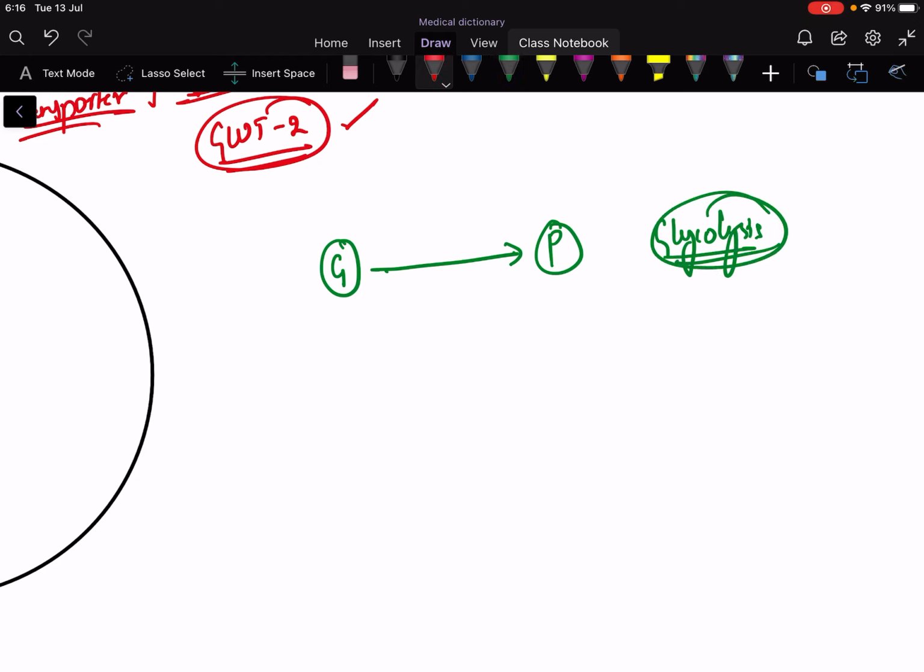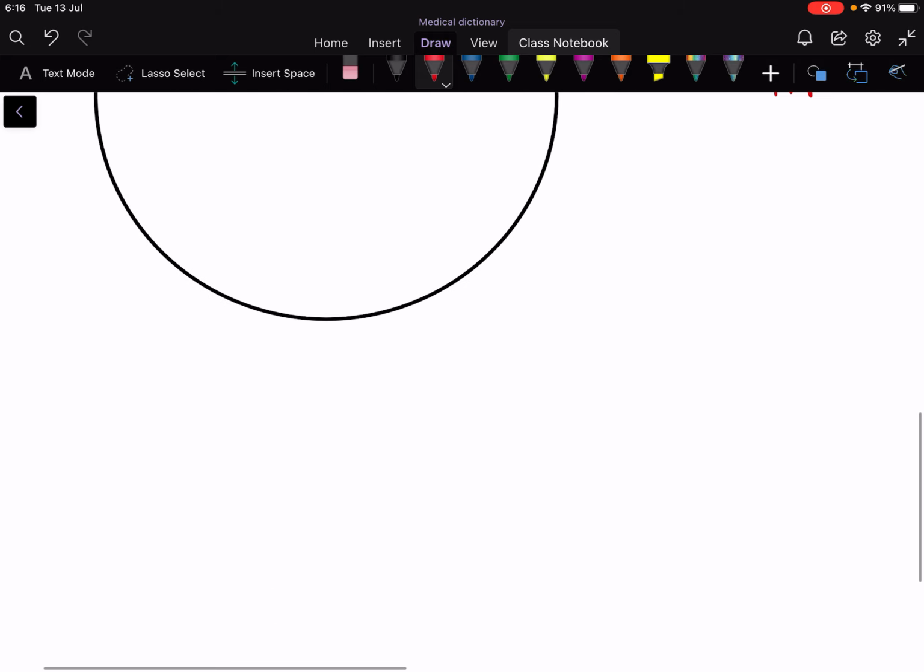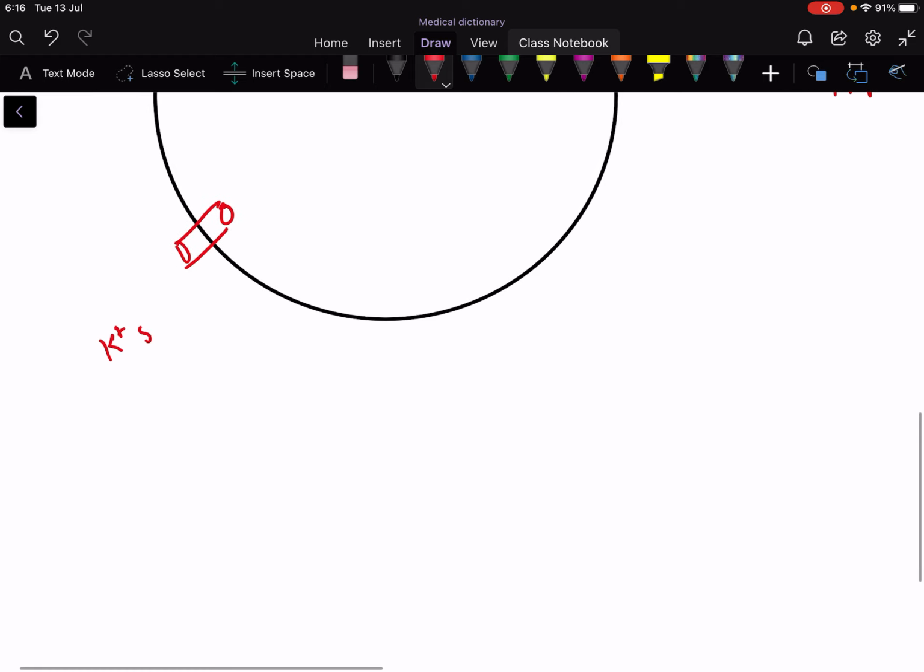And during this step, what is formed? During this step, ADP is converted into ATP, right? So here what will happen? ADP is getting converted into ATP, right? So one of the function of this ATP is there are certain types of channels here, and these channels are called as ATP sensitive potassium channels.